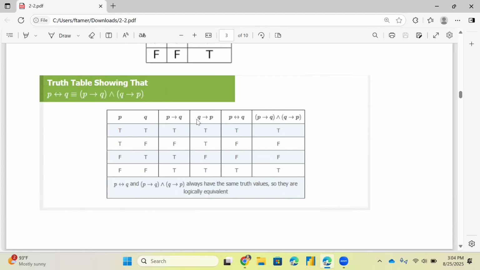Now we want to AND these two columns. For AND, it will be true only when both of them are true. So it is true on the first line and the last line. The second and third will be false. So this is the result for this part. Now if you remember the truth table for P if and only if Q, it only becomes true if both of them have the same status, which is the first and the fourth line, and the second and third will be false. And as we can see, they are matching here.